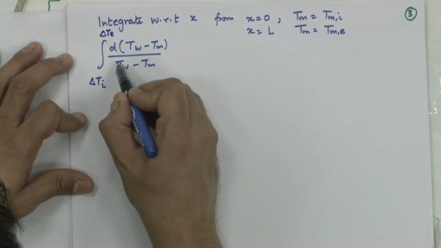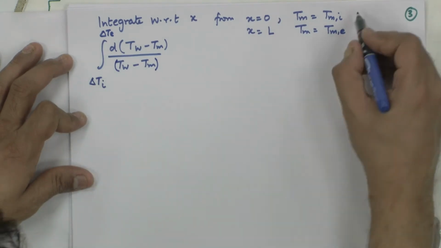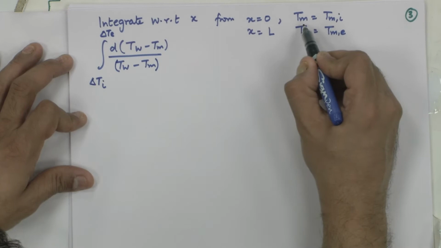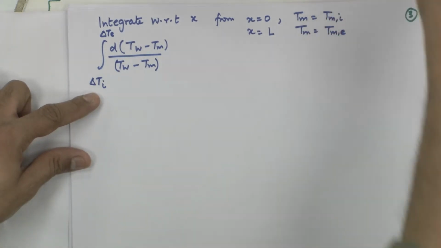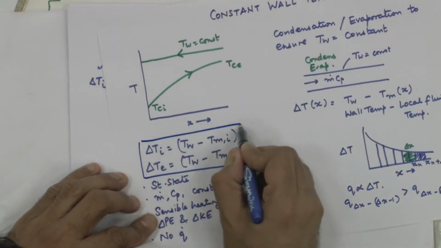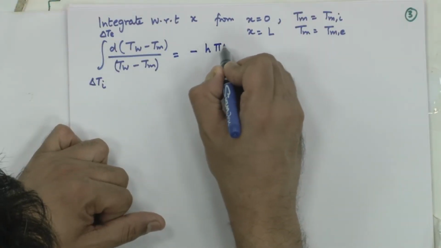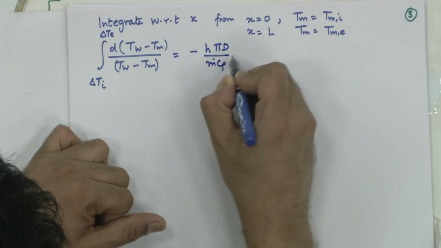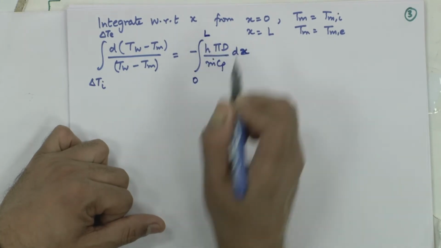The variable is T w minus T m. So, at x is equal to 0, the difference in the temperature is T w minus T m inlet. Remember, we had this here, the first slide we had shown this. So, the inlet temperature difference and exit temperature difference is what is used as a limit. When I use that as the limit, the right hand side just remains minus h pi d by m dot Cp dx integrated from 0 to L.